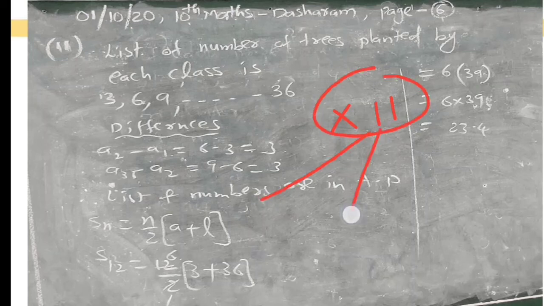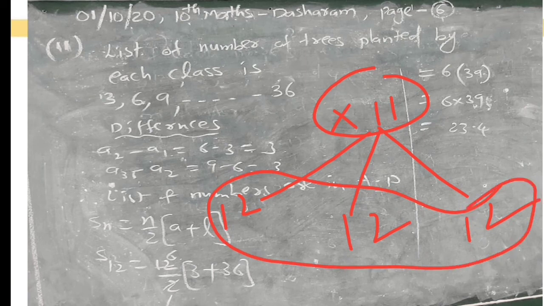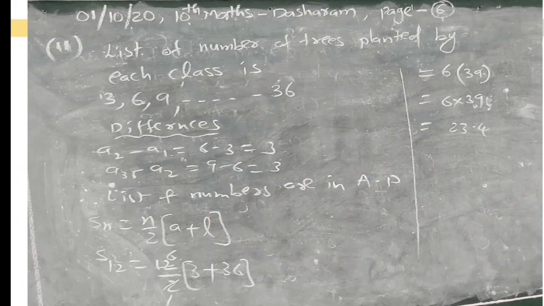In the 12th class how many sections? Same 3 sections. Each section how many trees they are planting? 12 trees they are planting. So total how many trees planted by 12th class? 36 trees planted by the 12th class. So finally we created one list of the numbers, that is 3, 6, 9, dash, 36.